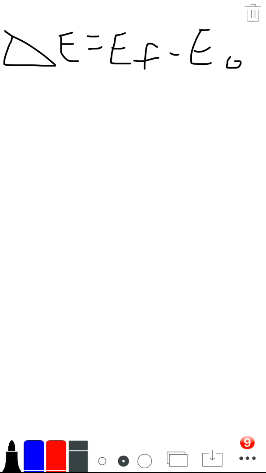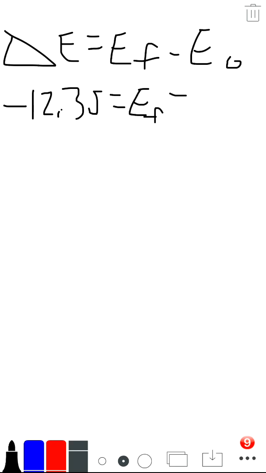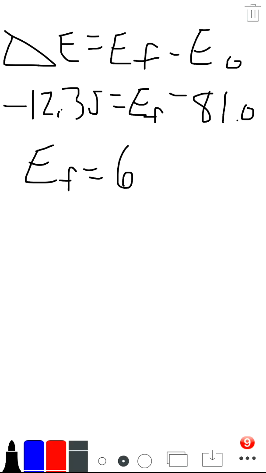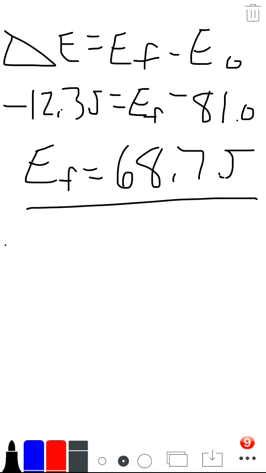The delta is going to be the energy either put in or taken out, that combination of. We know that's going to be negative 12.3 joules, which is the work applied. So that's equal to EF minus 81.0 joules. So adding that together, we get 68.7 joules. So that's our final energy.